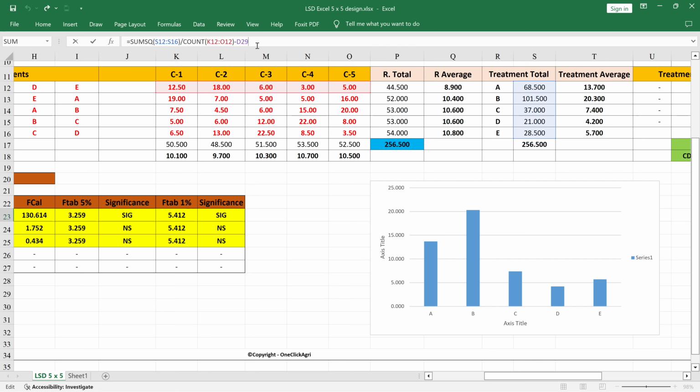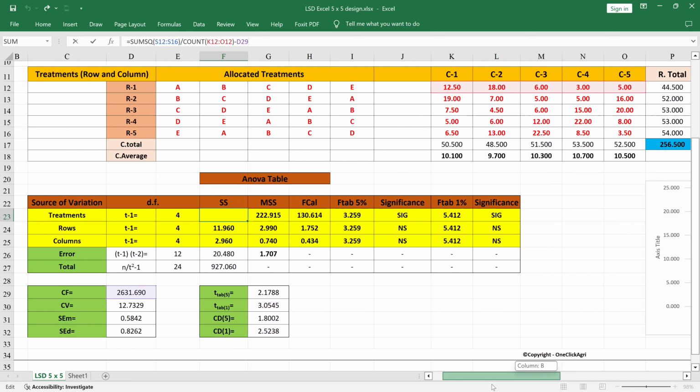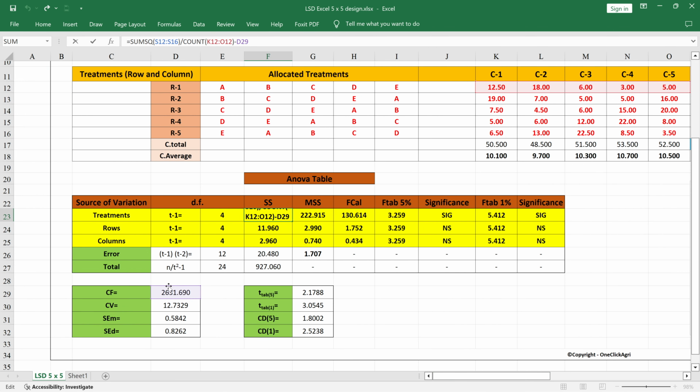Okay, and minus D29. What is the D value? You know that it's a correction factor. Got it? So we calculate the sum of square. You can calculate sum of square for rows, column, and error. Okay, then mean sum of square. I'll show the formula.